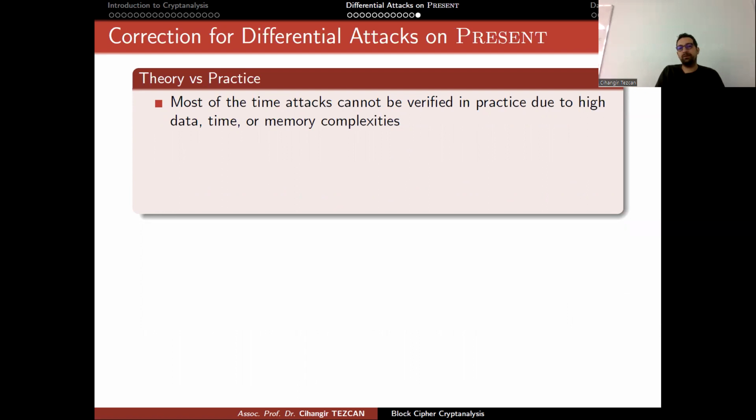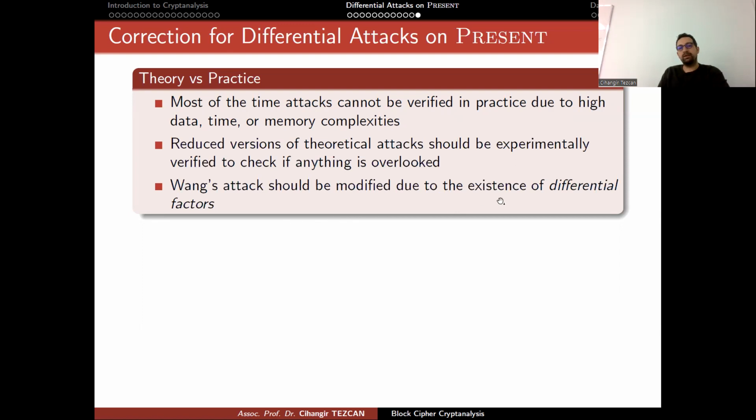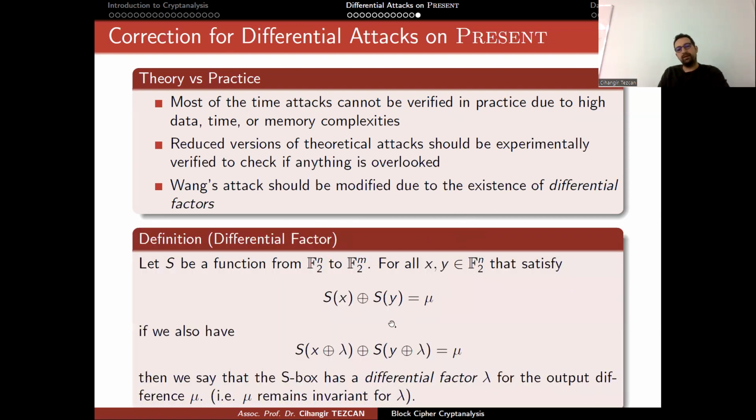Most of the time, attacks cannot be verified in practice due to the high data, time, and memory complexities. So sometimes you find a 16-round attack which requires 2 to the 60 encryptions. But if you remove a few rounds, you can perform that attack in practice. So this is why I always encourage people to perform these theoretical attacks in practice by reducing the number of rounds, okay? Reduced versions of theoretical attacks should be experimentally verified to check if anything is overlooked. Wang's attack should be modified due to the existence of differential factors. I'm not going to go much into detail but I define the differential factor as follows.